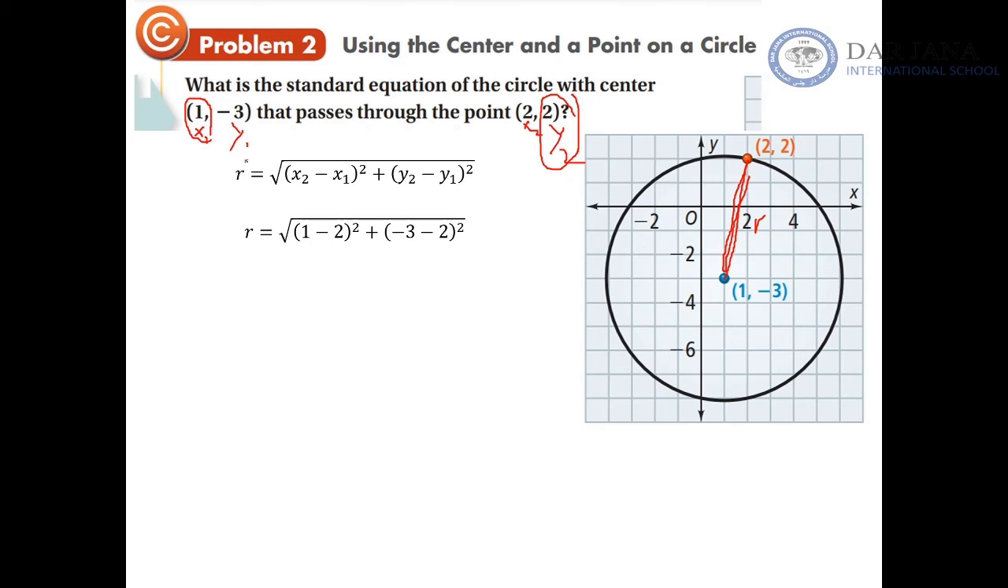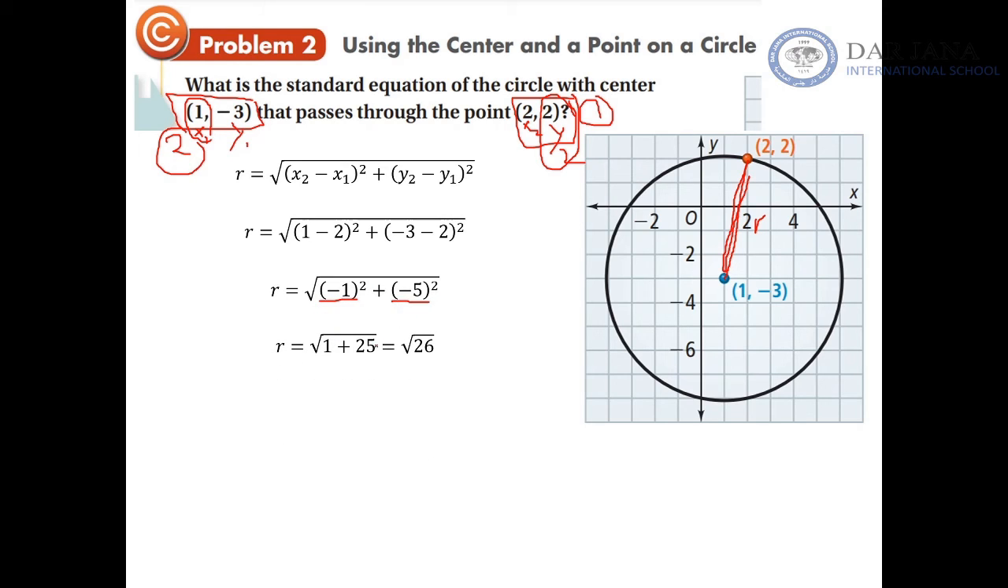So in this case, I chose this point right here to be point 2, and this point right here to be point 1. So it is x2 1 minus 2, y2 negative 3 minus 2. Now the rest is just simplifying values. So 1 minus 2 is negative 1 squared, negative 3 minus 2 is negative 5 squared. Now continuing with the simplifying, negative 1 squared is equal to 1. Negative 5 squared is equal to 25.